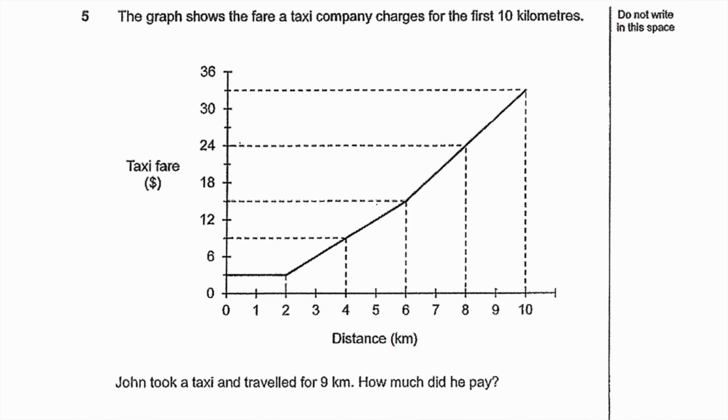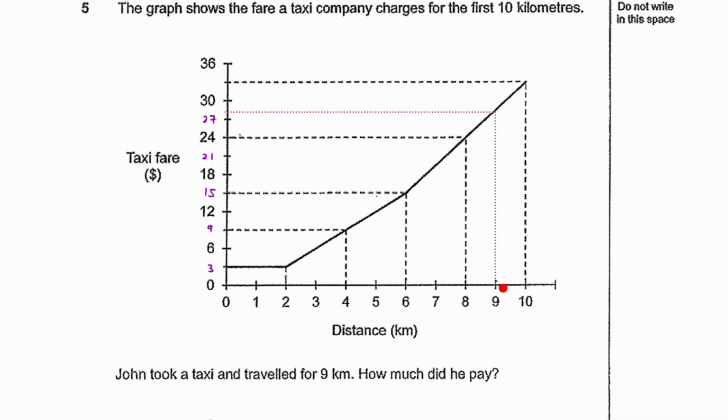The graph shows the fare the taxi company charges for the first 10 kilometers of travel. So we know that the minimum cost here is, hang on, this is 2 units, that's $6, that's $3, right? So let's label the graph a little bit. We've got $3 and then $9, so on and so forth, yeah? So John took a taxi and traveled for 9 kilometers. How much did he have to pay?